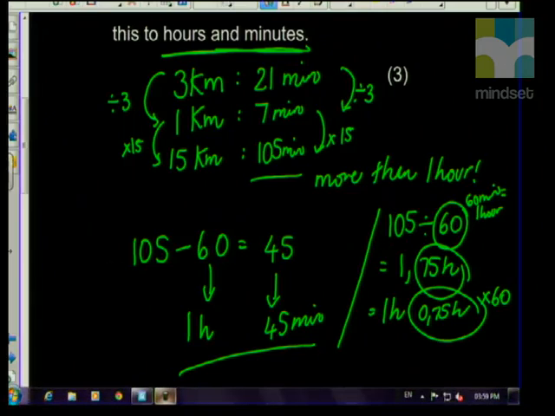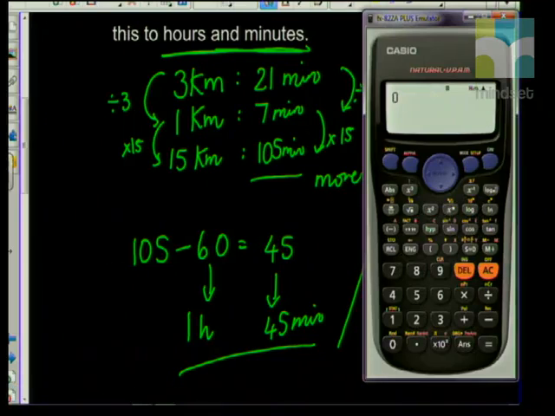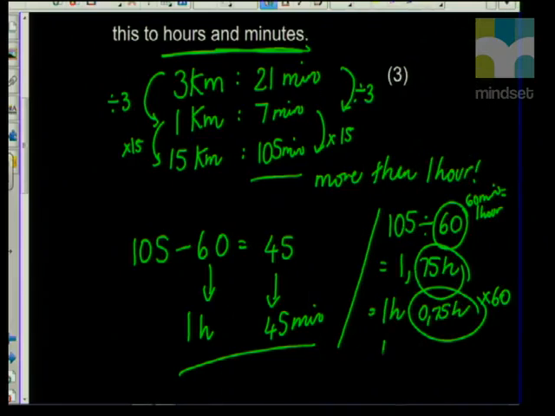So let's go back to our calculator and say 0.75 times 60, and we get 45. So that gives us 1 hour and 45 minutes, which is the same as this answer. So therefore, I know that I'm correct.